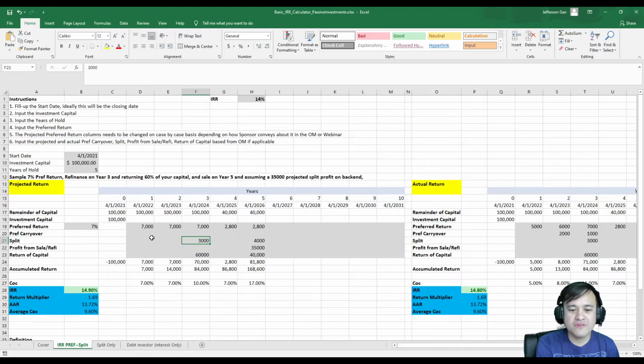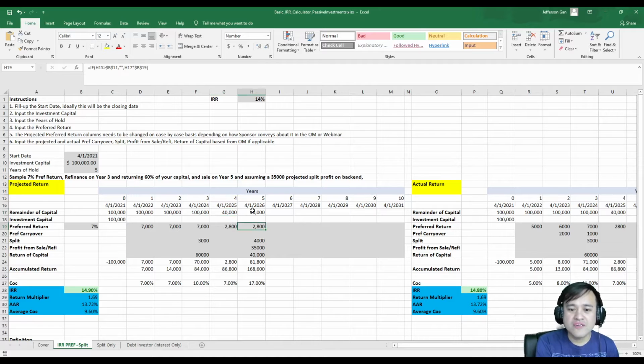Let's say an OM said you will have a split profit of 3,000 for year 3. Then in year 3, after the refi, they will give you back some of your capital, let's say 60% of your capital. Now you will see that the remainder of the capital left for year 4 is 40,000, since you already got your 60,000. So the 7% preferred return here will now be against your 40,000 left on the deal. That's why this becomes 22,800.